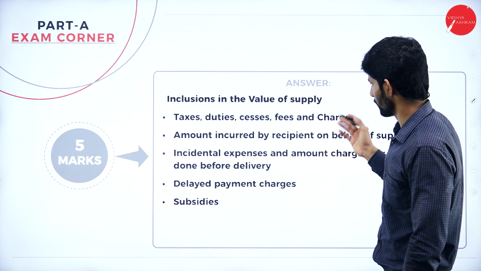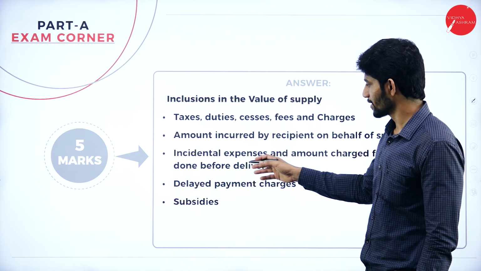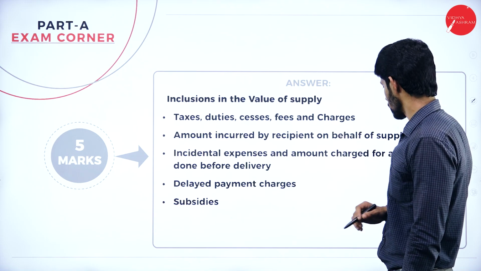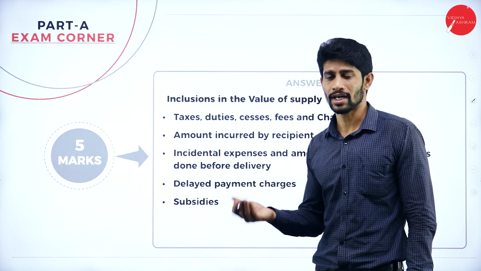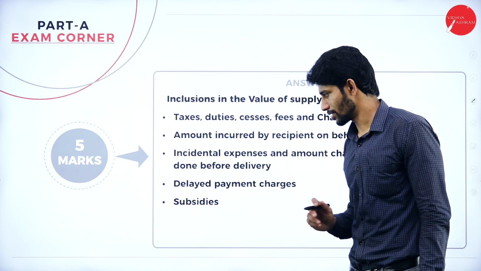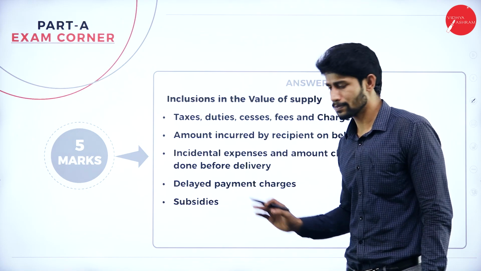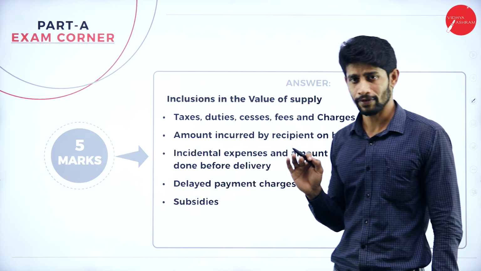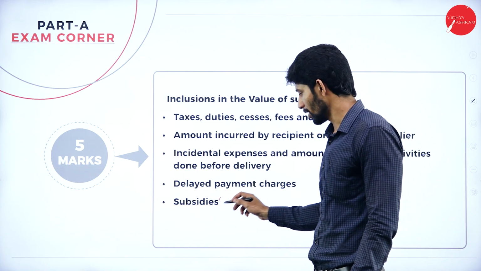The taxes, duties, fees and charges, amounts incurred by the recipient on behalf of the supplier, and incidental expenses. Yes, incidental expenses with respect to that supply, and amounts charged for activities done before delivery. Yes, before delivering the product, whatever amount is charged by the supplier is supposed to be included, and delayed payment charges. So delayed payment charges are also supposed to be added to the supply, and subsidy. Subsidy except the central and state government subsidy. If any private institutions or private corporations give a subsidy, that subsidy is supposed to be included.